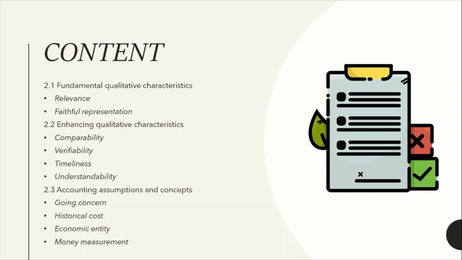Okay, so the content would be as shown. First is the fundamental qualitative characteristics, which include relevance and faithful representation. Second is enhancing qualitative characteristics, which have 4: comparability, verifiability, timeliness, and understandability. Lastly is accounting assumptions and concepts: going concern, historical cost, economic entity, and money measurement. Okay, so let's begin.